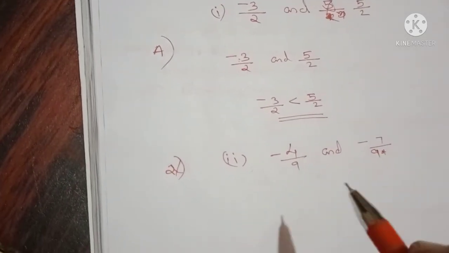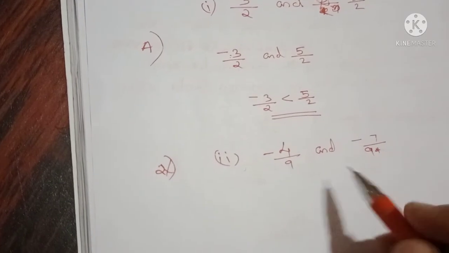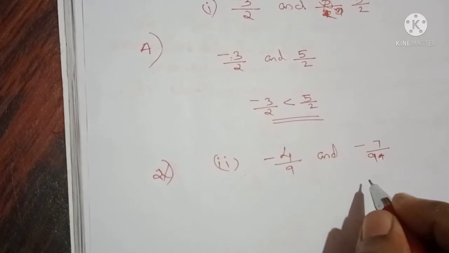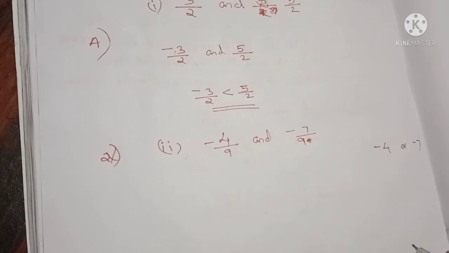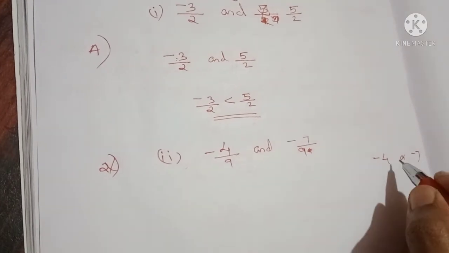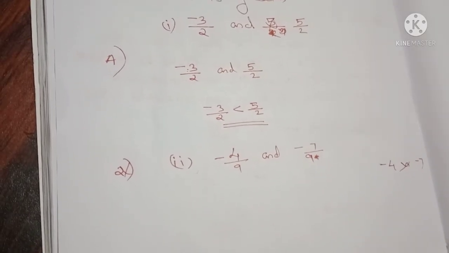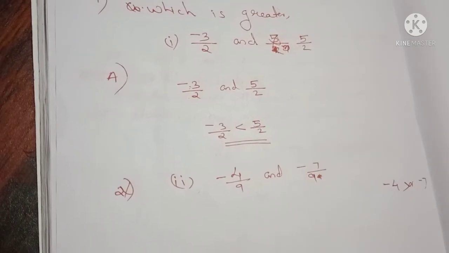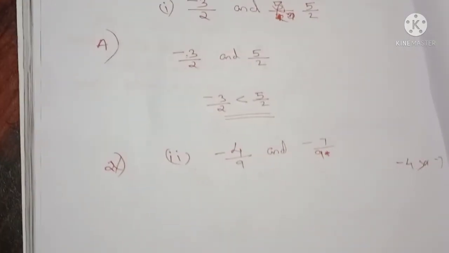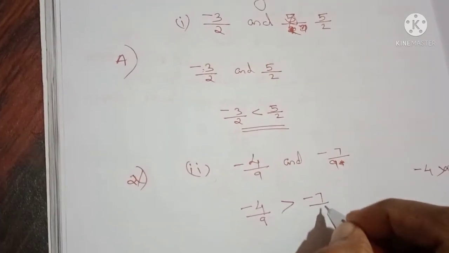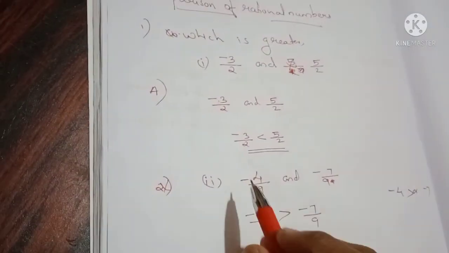Let us take the same denominator: minus 4 by 9 and minus 7 by 9. So the denominators are same here. So we need to check minus 4 or minus 7. Which is greater? Can you say the answer? Yes, of course, minus 4 is greater than minus 7. Minus 7 is lesser. It is a small quantity when you compare with minus 4. Minus 7 is too small. So we can say minus 4 by 9 is greater than minus 7 by 9. Okay, so this is the case of rational numbers having same denominator.